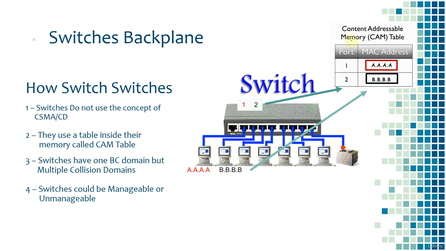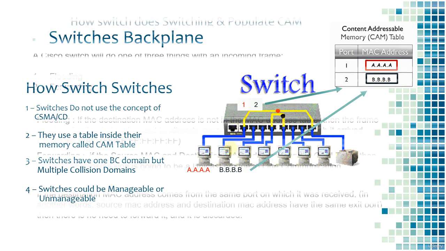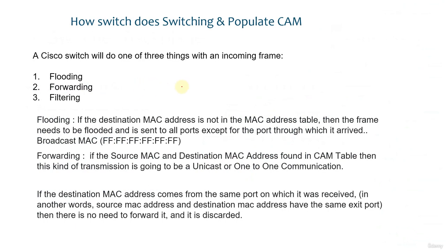As you can see, this is called the CAM table. On port number 1, this computer is connected whose MAC address is A. Similarly, on port number 2, this computer is connected whose MAC address is B. Basically, there are three things the switch does when it is going to send a frame. The first one is called flooding, the second is forwarding, and the third is filtering.